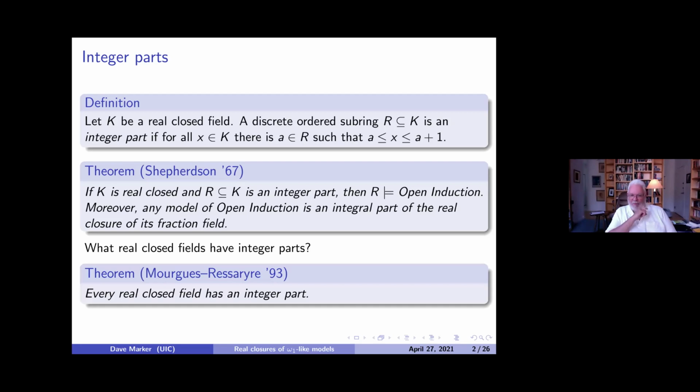But a surprising and very beautiful result of Marie-Hélène Mourgues and Jean-Pierre Ressayre is that every real closed field has an integer part. It's a fairly difficult theorem as well, I think. It ended up having useful consequences in studying models of real exponentiation as well.